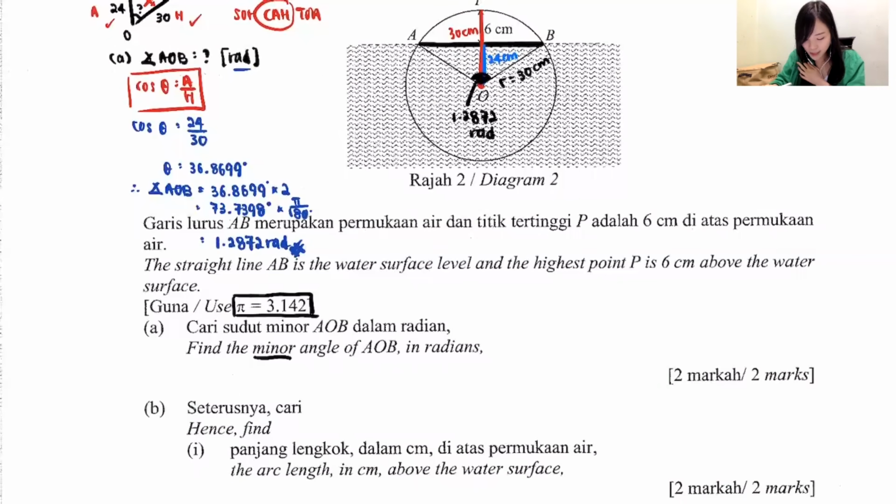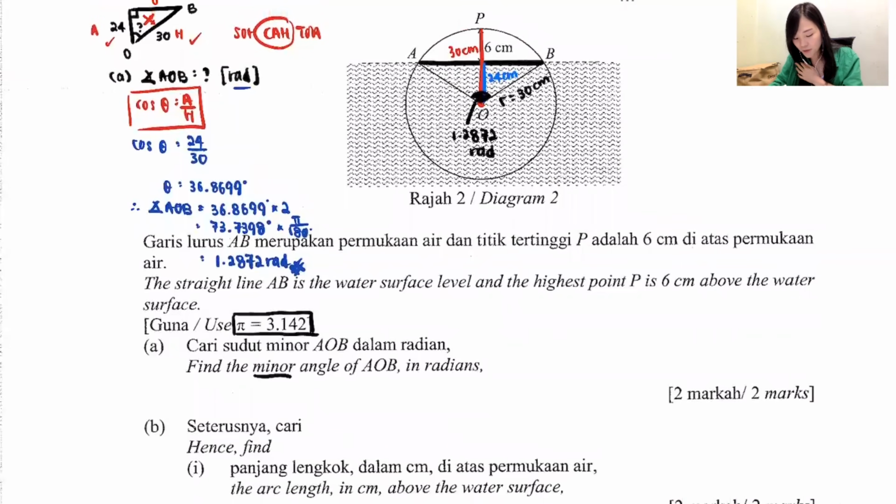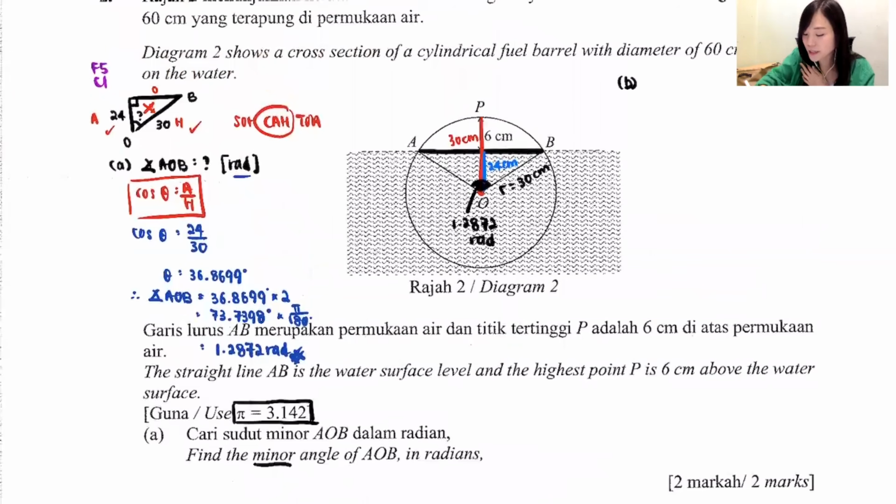B, they say what? Hence, find the arc length in cm above the water surface. So my dear, B1, they want me to find arc length above the water surface. Now, what is arc, my dear? I hope you guys all know that in a pizza shape, the curved part, we call it arc. And arc, we always call it by the letter S. So the S formula is what? S equals r theta.